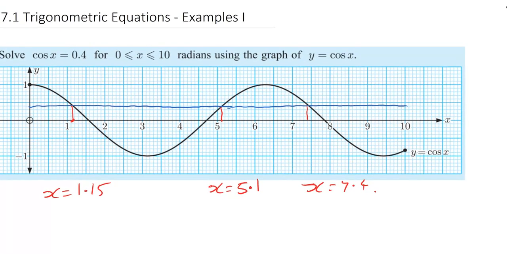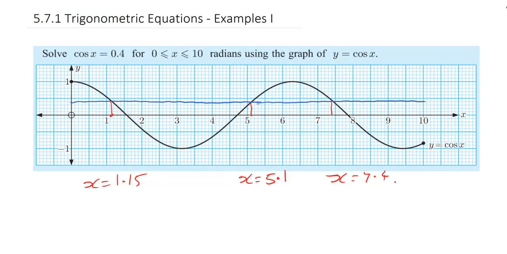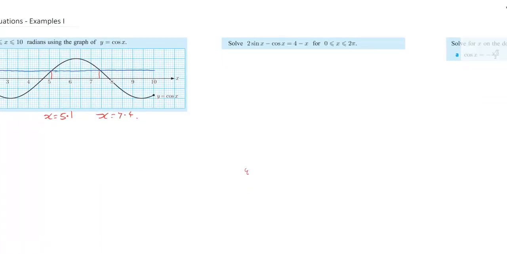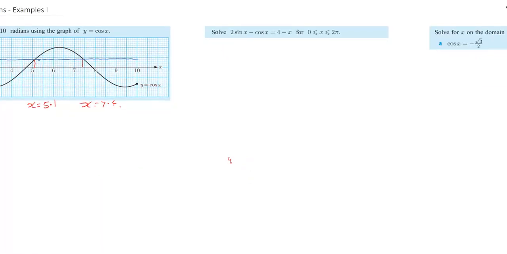If you're doing a graphical question, you've got the graph in front of you, there's going to be some sort of margin for error here. So be as accurate as you can. Right, moving on, let's try to do some things a little bit in a different way.